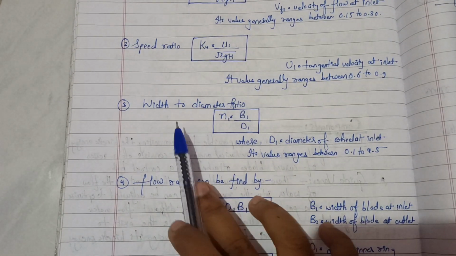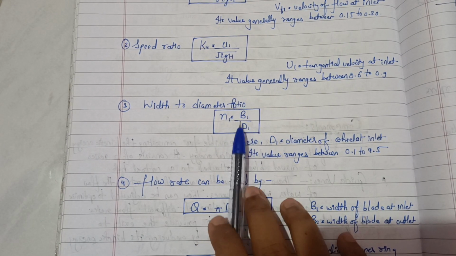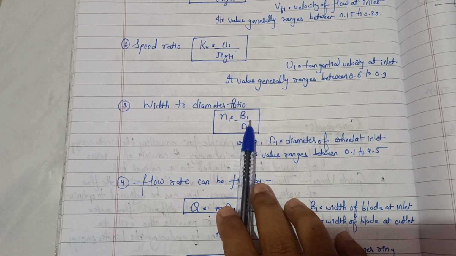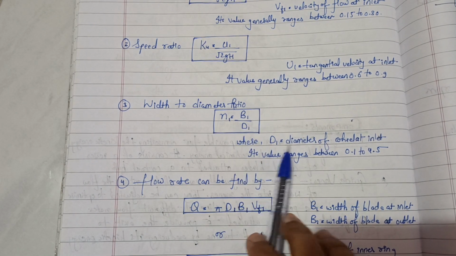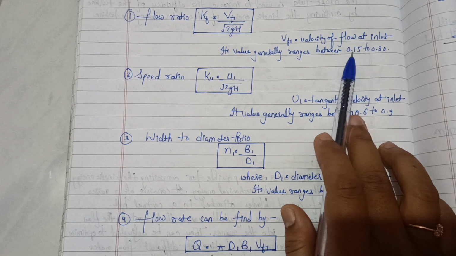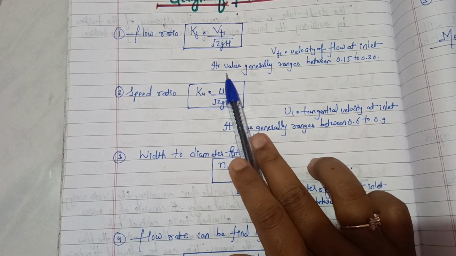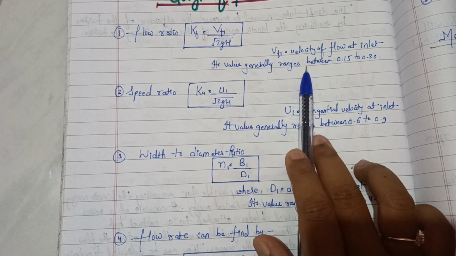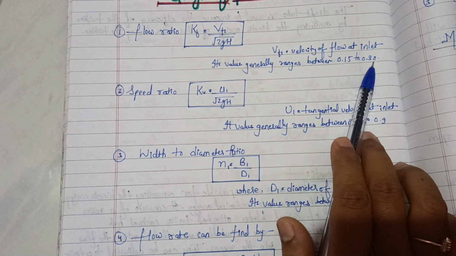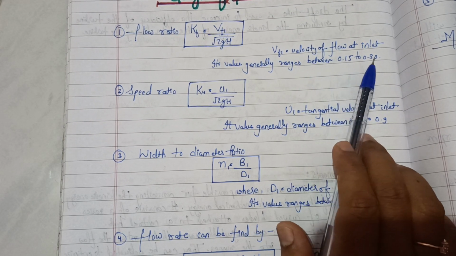Width to diameter ratio is equal to b1 upon d1. What is b1? b1 is the width at inlet, d1 is the diameter of wheel at inlet. All of these values I have already mentioned. So generally it ranges between 0.15 to 0.3. Flow ratio generally ranges between 0.15 to 0.3.